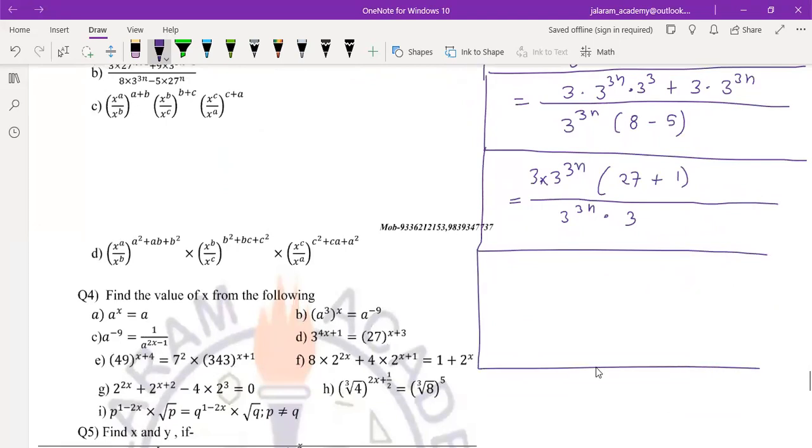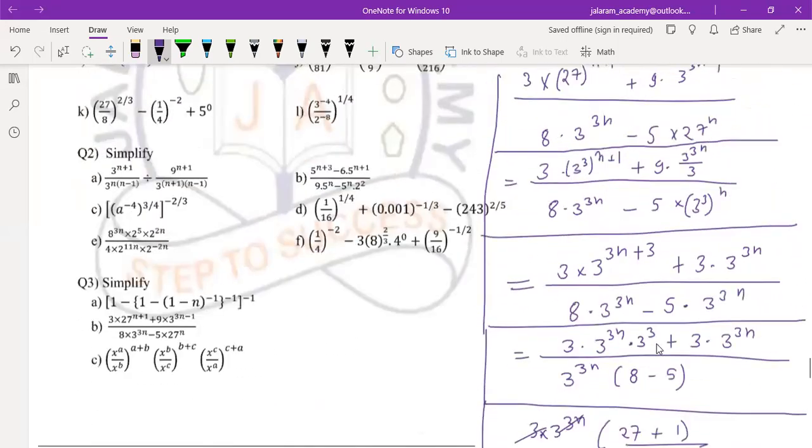Okay, this 3 to the power 3n will be cancelled out from 3 to the power 3n and 3 from 3. Is that clear to you? So what is the answer? 27 plus 1, 28. Is that clear to everyone? Answer is 28. Understood?